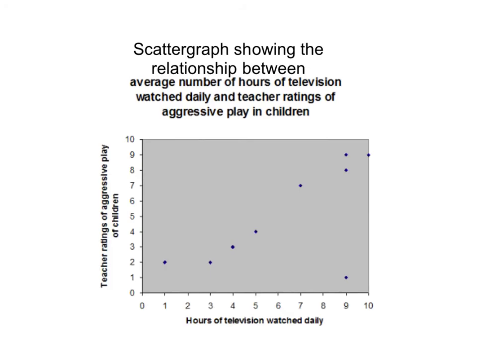The next type of hypothesis that we're going to look at is correlational hypothesis. So here we have a scatter graph showing the relationship between average number of hours of television watched daily and teacher ratings of aggressive play in children. So this correlation was carried out to see if there is a relationship between the two variables, and you can see they have been plotted on the scatter graph and that there is a positive correlation between these variables.